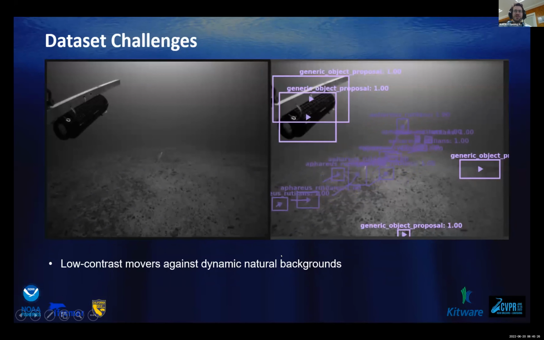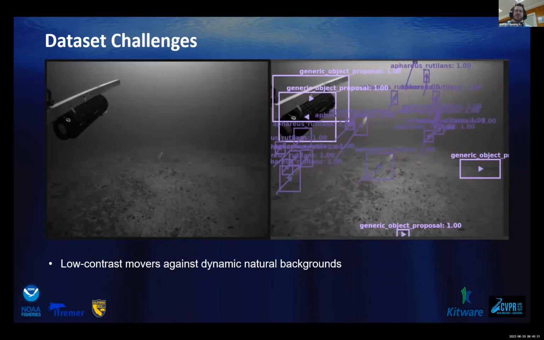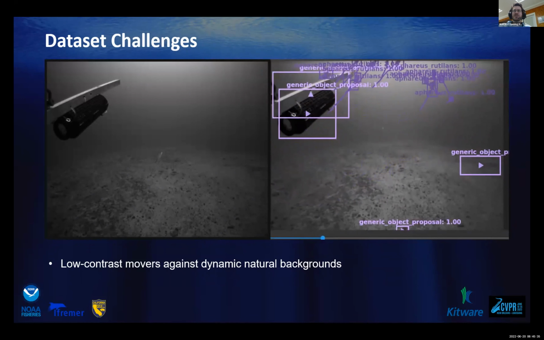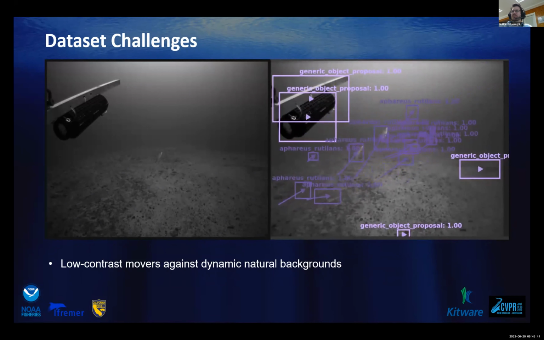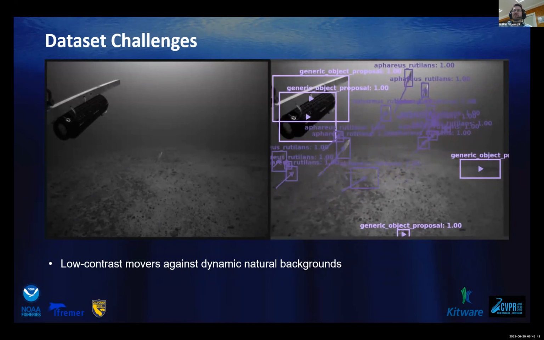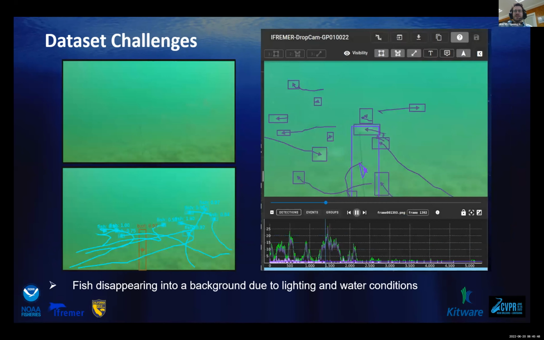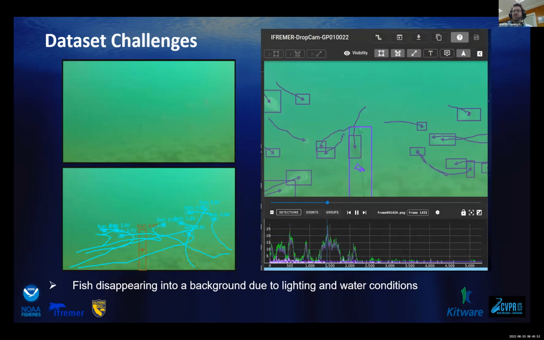You can imagine there's lots of occlusion issues and some issues you don't get in traditional tracking problems. The other major problem is just a large degree of dynamic natural backgrounds. Sometimes the fish have very low contrast against the backgrounds, and really you can only make them out from a motion signature. Sometimes when they're over open water, you can see them a bit clearer. Lastly, when water condition breaks down, sometimes you just see fish disappearing into the background.